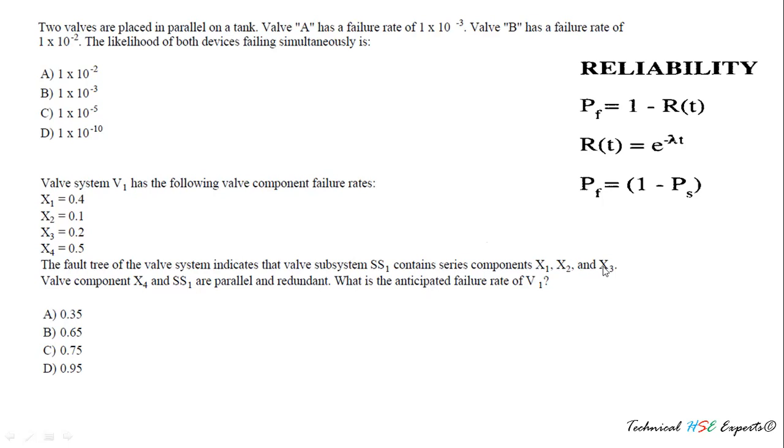See, first, SS1, all are connected in series. So what we need to do if it is in series? It's addition. So 0.4 plus 0.1 plus 0.2 will be 0.7. So we identify the value for SS1, and SS1 and X4 are in parallel. So what we need to do? Multiply. So 0.7 multiplied by 0.5, we will get equal to 0.35. So the overall failure rate for the valve will be 0.35.